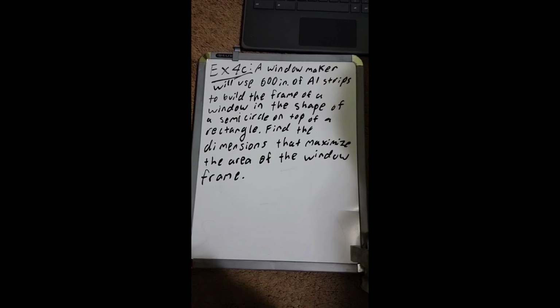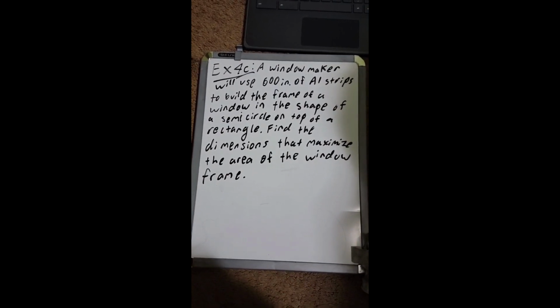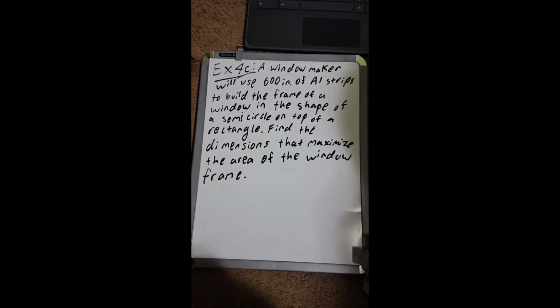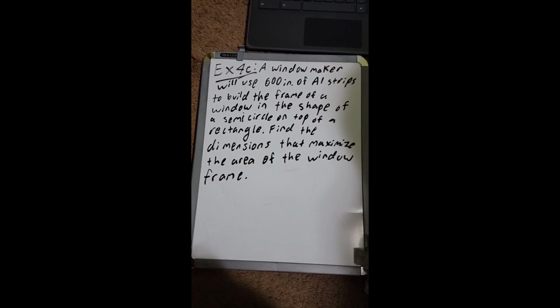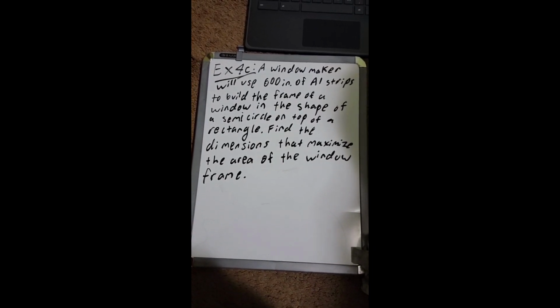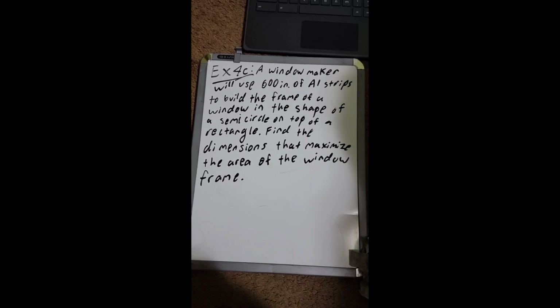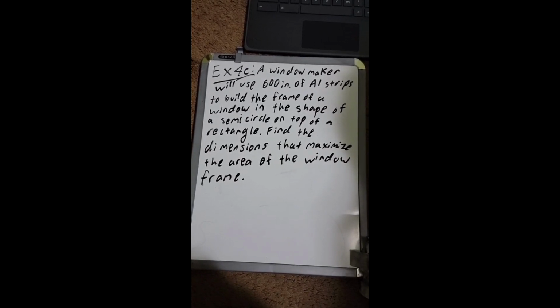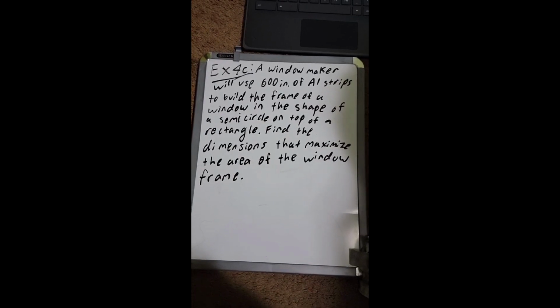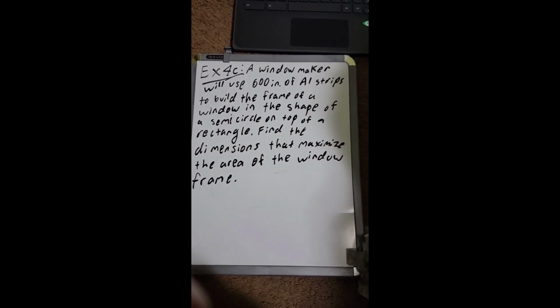Alright, so problem 4C states, a window maker will use 600 inches of aluminum strips to build the frame of a window in the shape of a semicircle on top of a rectangle. Find the dimensions that maximize the area of the window frame. So right off the bat, this is a lot of information. So let's break it down.